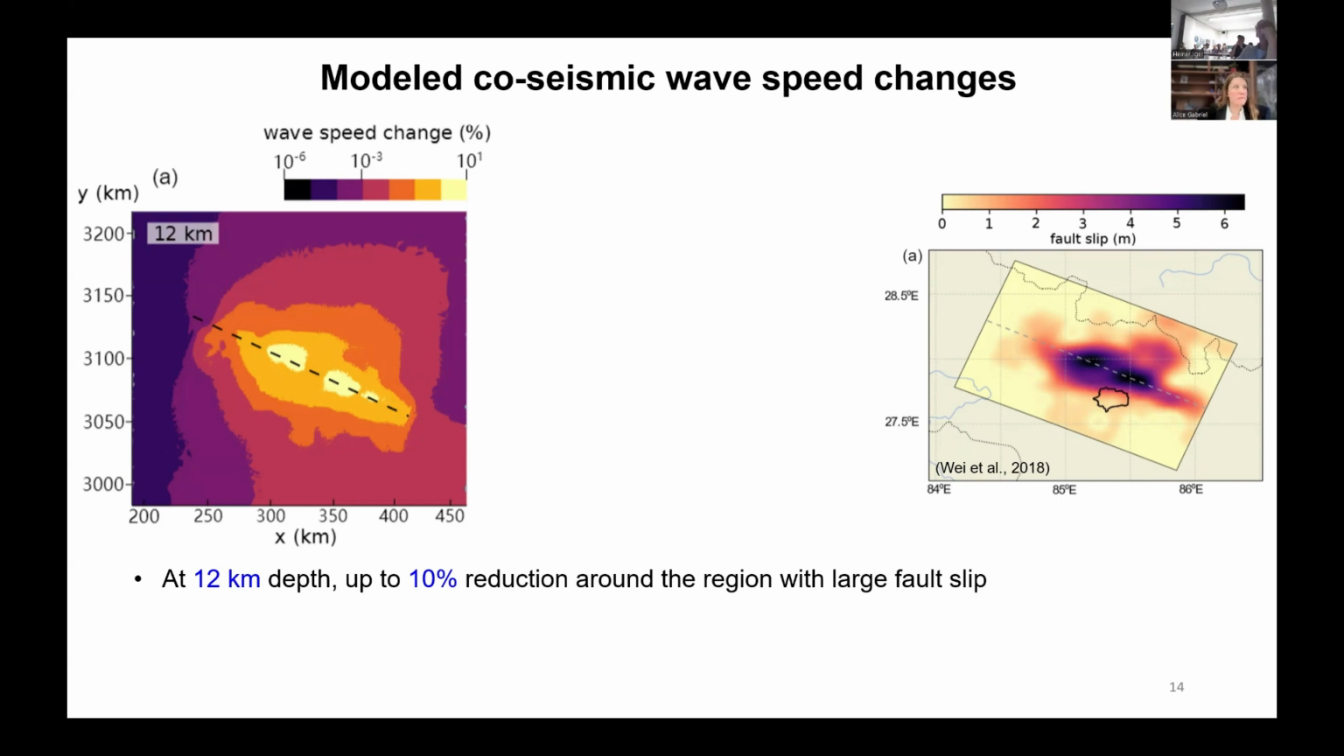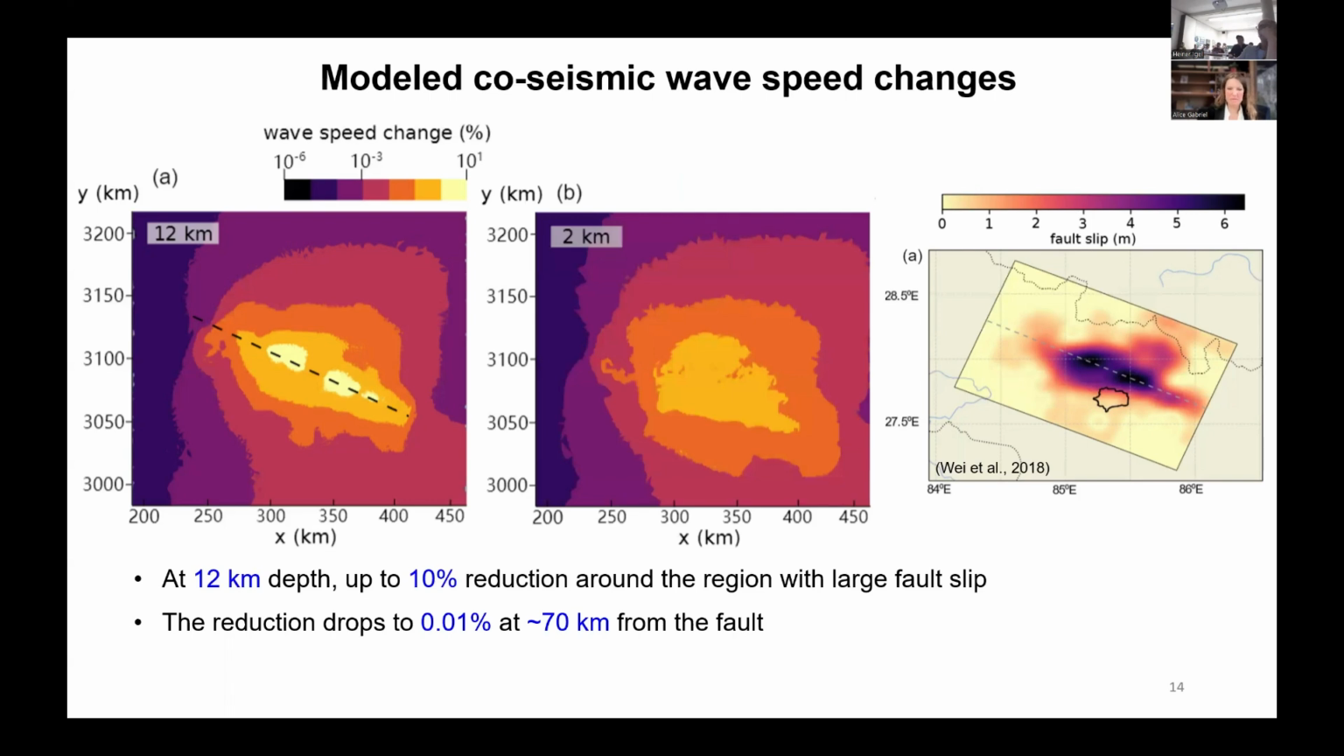Another interesting question is, what is the range of distance over which the wave speed reduction is measurable? In the field, the measurable amount is 0.01% from the seismometers based on the interferometry method. And in our model at this depth, we can still measure it up to 70 kilometers away from the fault. But if we move to a shallower depth, which is 2 kilometers, the range of measurable reduction is larger, this time around 100 kilometers.